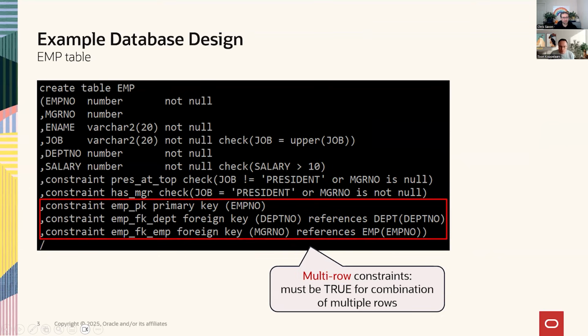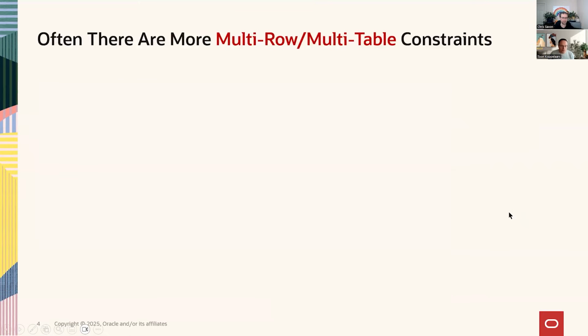And again, the foreign key also is a multi-row constraint. It's even sometimes a multi-table constraint, for enforcing some condition on the contents of two tables instead of just a single table, but still multi-row constraints. Now, very often your database designs have more multi-row, multi-table constraints. And with SQL assertions, we're going to give you a way to specify those and to declare them inside the database so that the database can take care of them.